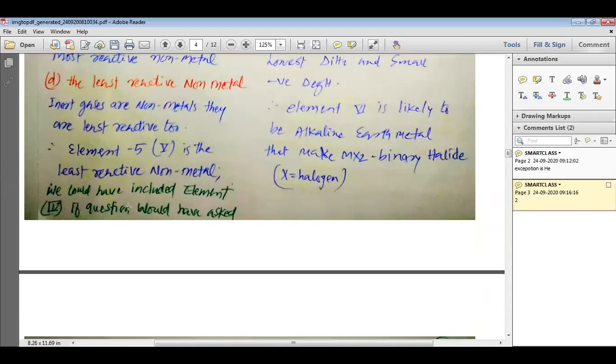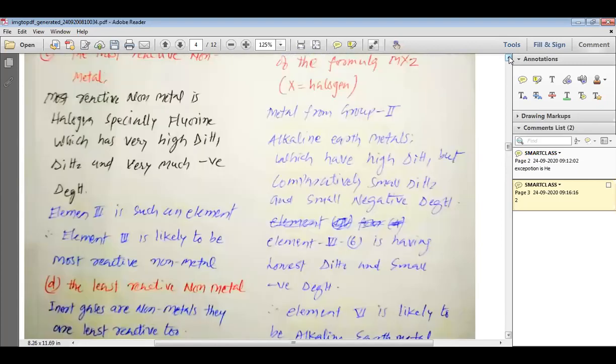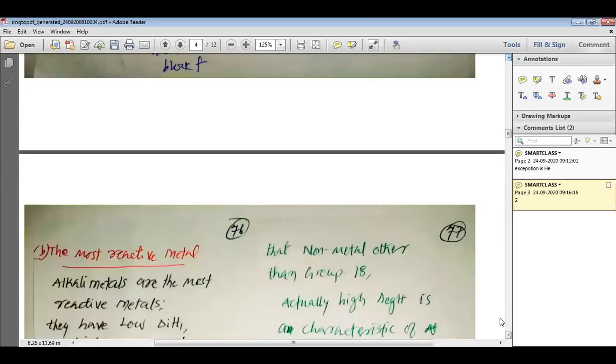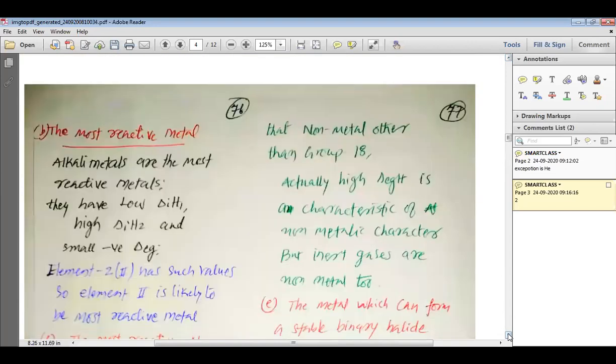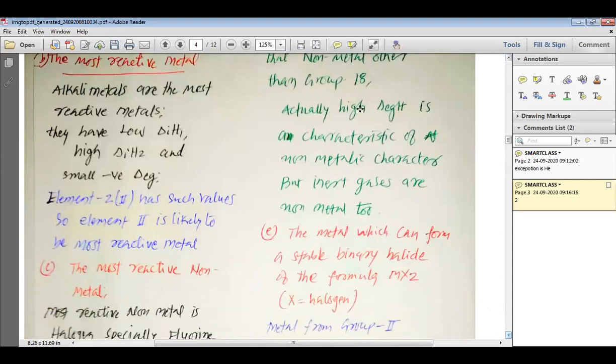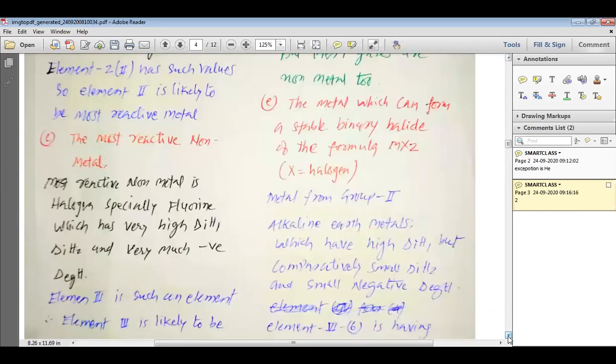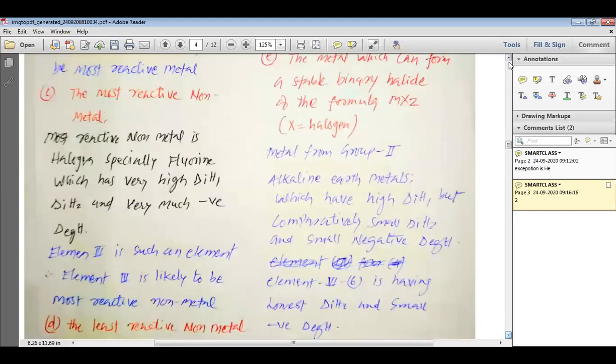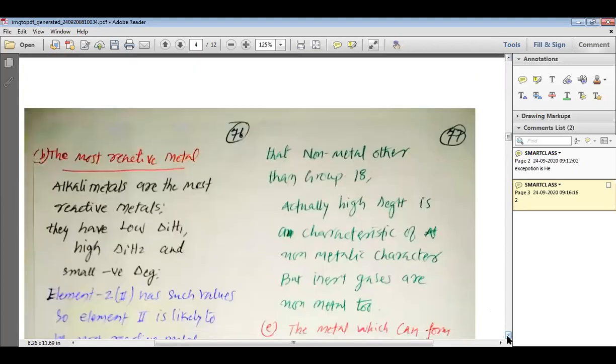We would have included element 4 if the question had asked for a non-metal other than group 18. If they had mentioned this in the question, then we would have taken element 4. Actually, high electron gain enthalpy is a characteristic of non-metallic character, but inert gases are also considered non-metals, and that is why we have answered this question with element number 5. And then we have the next question.